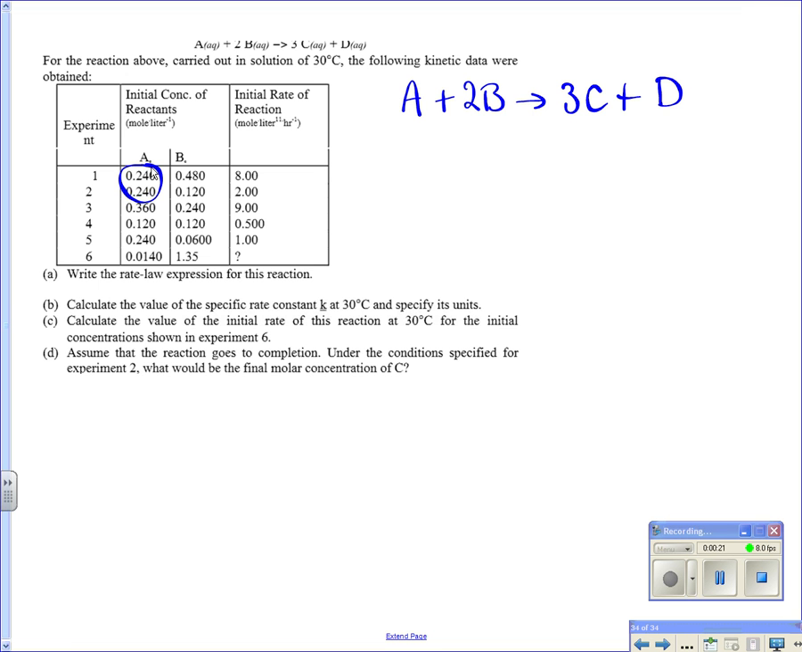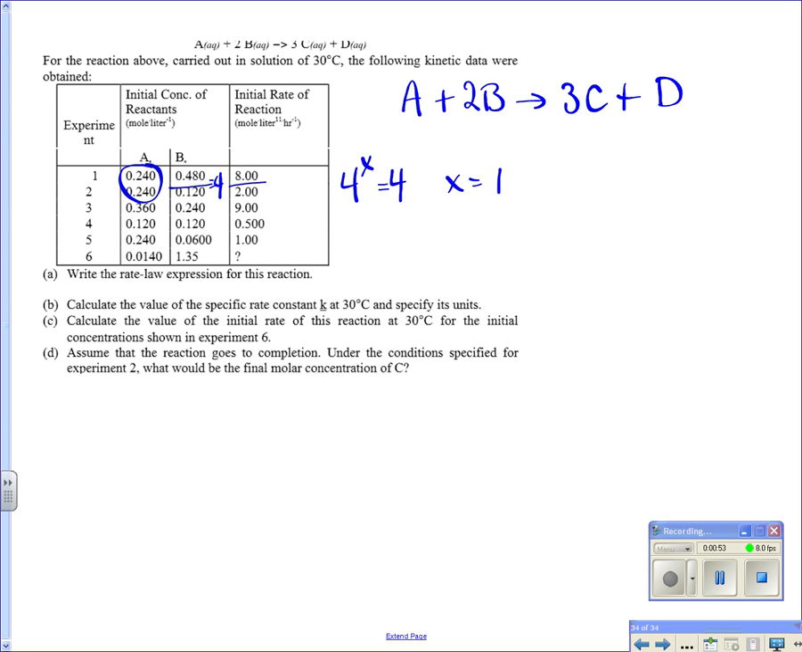So I'm going to take a look at B, and I'm going to divide the 0.48 by the 0.12. I want to see that that equals 4. So I know that 4 raised to the x is going to equal whatever happens to the rate here. And so 8 divided by 2 is 4. So I know easily that x equals 1. So the order for B is going to be first order.